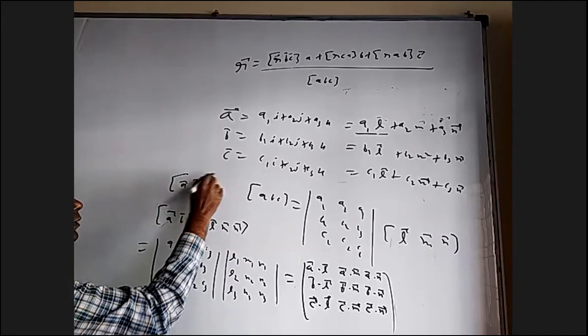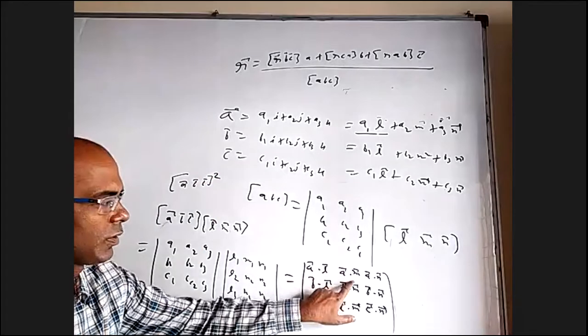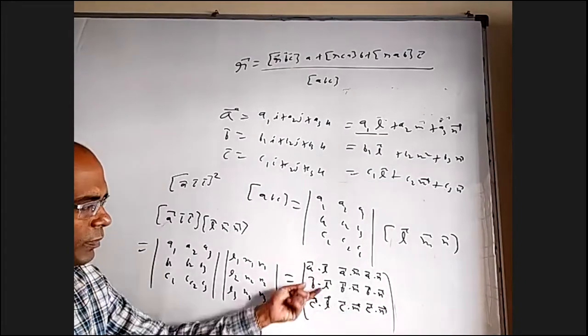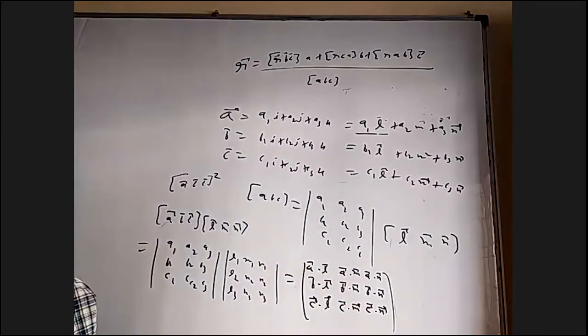ABC, whole square. You can write A dot A, A dot B, A dot C, B dot A, B dot B, B dot C, C dot A, C dot B, C dot C. L will become A, M will become B, and N will become C. Is this okay till now? Yes, sir. Yes, sir.